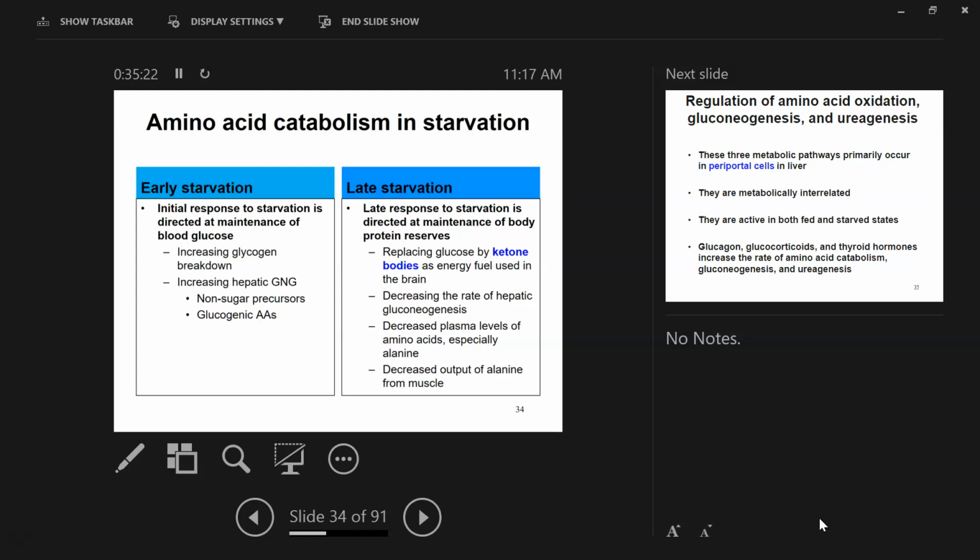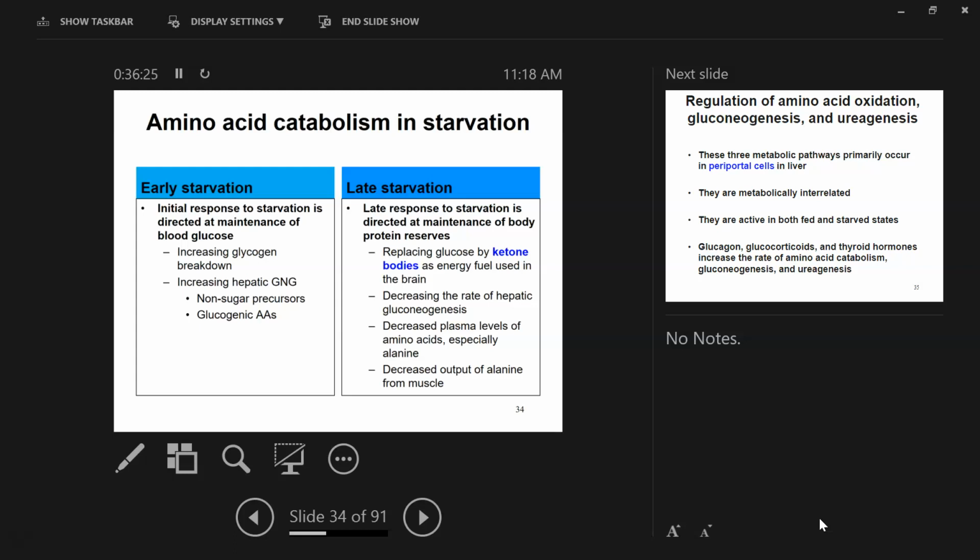And later starvation. During the later starvation, because a lot of amino acids were broken down for gluconeogenesis during the early stage, we lose a lot of protein. So under this condition, our purpose is to spare amino acids. We don't allow further protein breakdown, right? So at this later stage, our body will use more energy from fatty acids and ketone bodies, and try to spare amino acid catabolism.